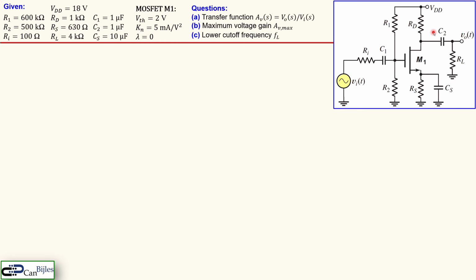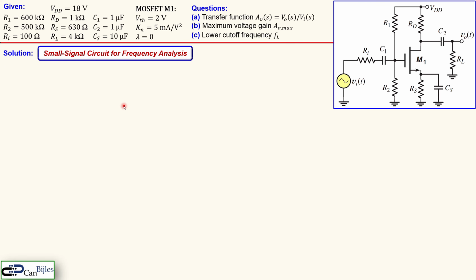There are capacitors C1, C2 and CS. C1 and C2 are 1 microfarad each, and CS is 10 microfarads. The circuit is powered by one DC voltage source, 18 volts VDD, and the resistors are shown here with their values. What we want is the following. We would like to determine the transfer function in the Laplace domain, so VO over VI. We also want to know the maximum voltage gain for this specific circuit, and we would like to know the cutoff frequency, in this case the lower cutoff frequency. So let's see how we can deal with these unknowns, the questions for this circuit.